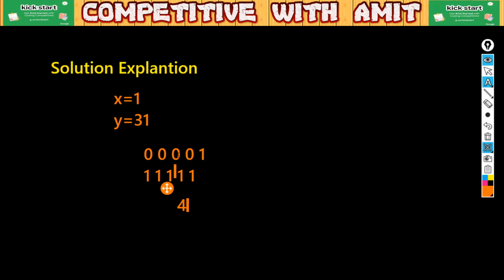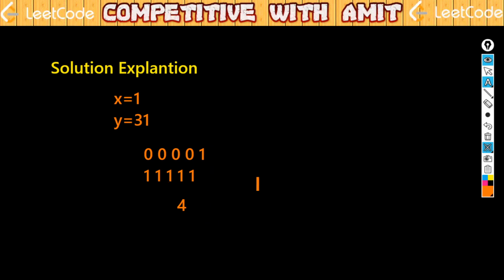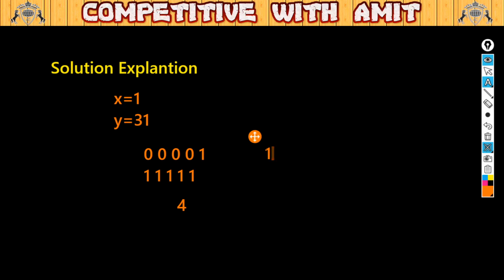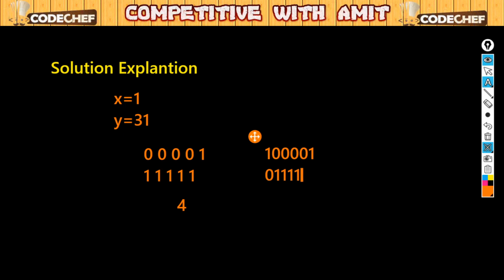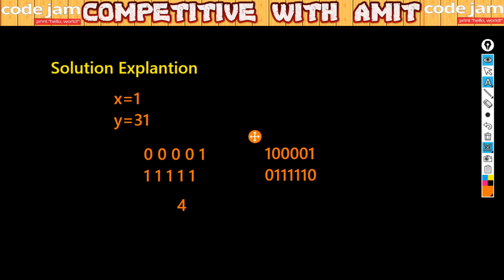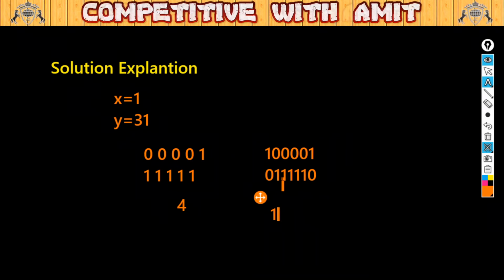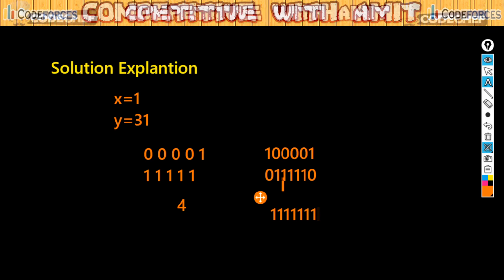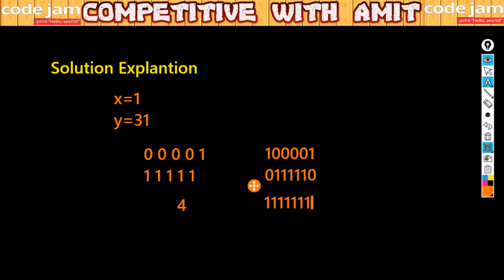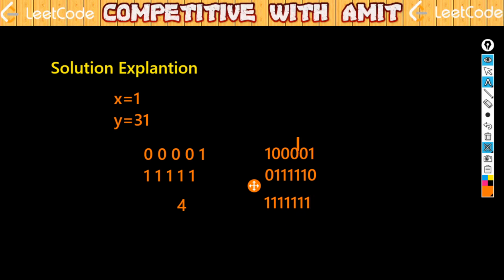Suppose there are two numbers, 1 0 0 0 1 and 0 1 1 1 1 1 0. These are the two numbers. Now if we find the XOR of them, what will the XOR be? The XOR will be 1 1 1 1 1 1. So these ones will be there, and then we will count them. In this case it will be 1 2 3 4 5 6 7, so 7 is the answer.